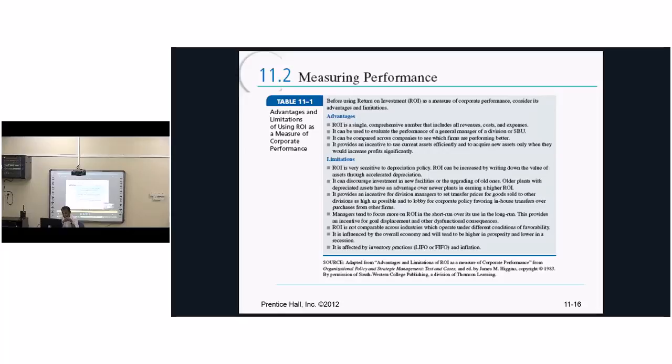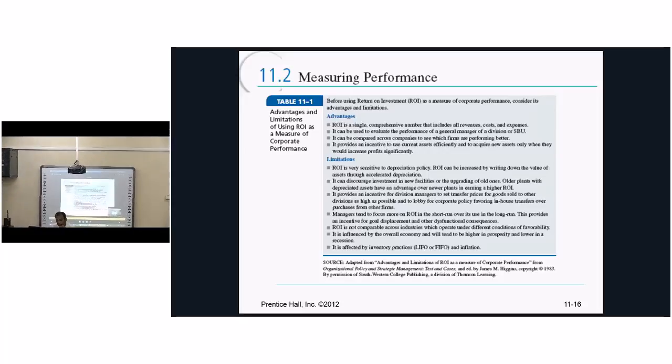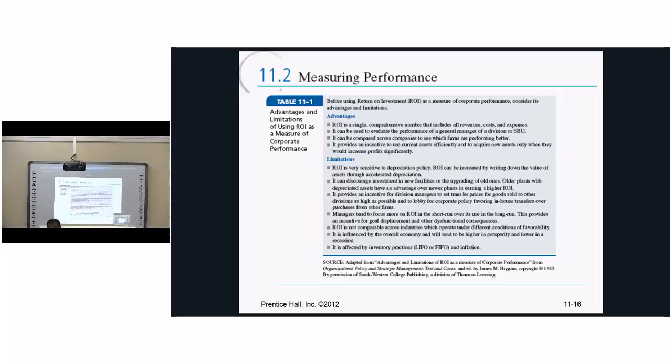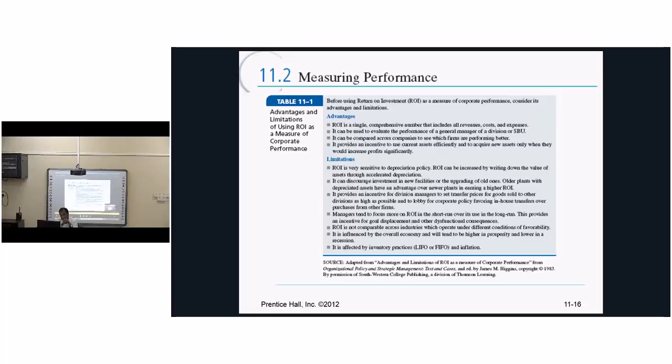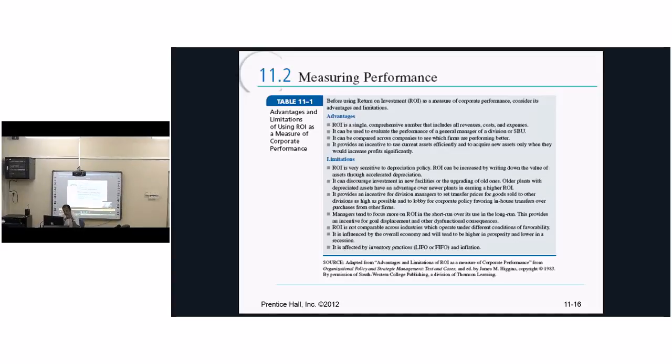So likewise, there are many advantages of ROI as a single financial measure. There are also many limitations, because it is limited by and governed by financial accounting, and as a result, the way you report your profitability measures. One of the major limitations of ROI is that it is very sensitive to depreciation policy.